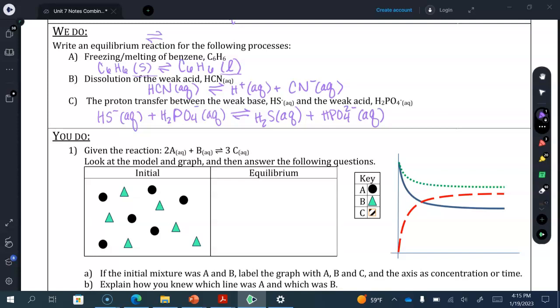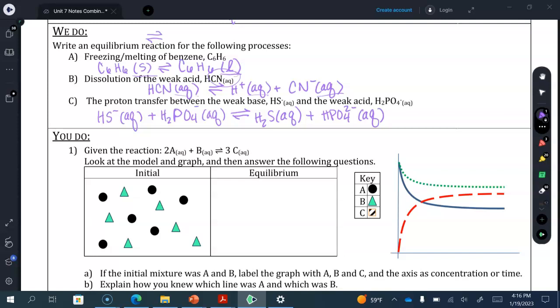Then in B, the dissolution of the weak acid HCN, or hydrocyanic acid. When we see this one, we always start with this one, and it's going to split into its 2 separate ions. Because it's in a solution and it's ionizing, we are all in aqueous states, so we make sure we keep that. But we split the hydrogen ion from the cyanide ion, because it's a dissolution reaction.